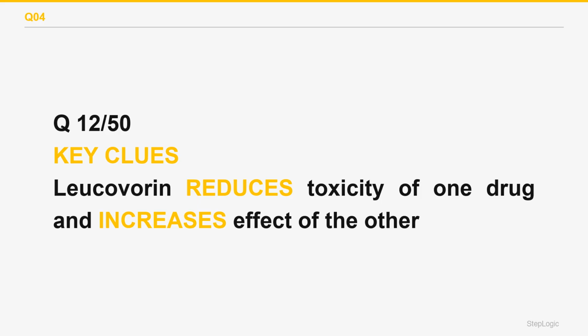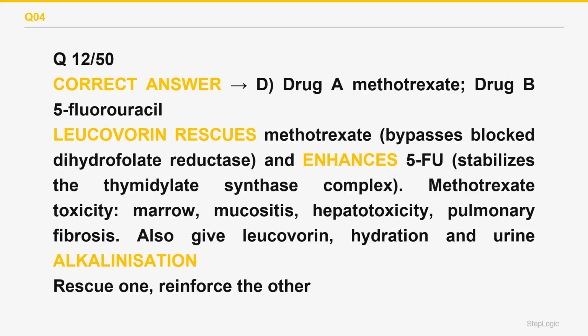It inhibits thymidylate synthase, and that inhibition requires a reduced folate to form a stable ternary complex. Supplying leucovorin therefore strengthens the block and enhances cytotoxicity. Choice A reverses the pair. The correct answer is D. The apparent contradiction resolves once the enzymes are separated, which is the whole point of the question. Leucovorin restores what methotrexate removed, but supplies what 5-fluorouracil needs.